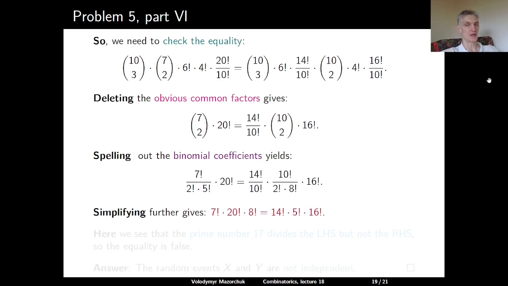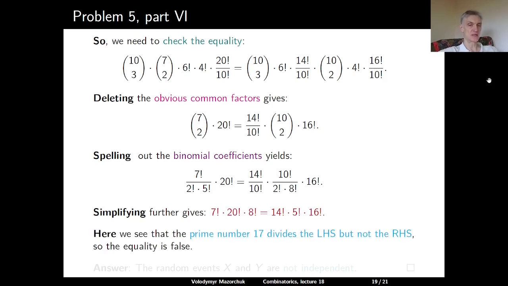So on the right-hand side we cancel 10 factorial in the numerator and denominator, and then on both sides we have 2 factorial in the denominator we can cancel, and then we move 8 factorial from the denominator on the right-hand side to the numerator on the left-hand side, and similarly 5 factorial from the left to the right. And so we have the expression 7 factorial, 20 factorial, and 8 factorial on the left-hand side, and 14 factorial, 5 factorial, and 16 factorial on the right-hand side.